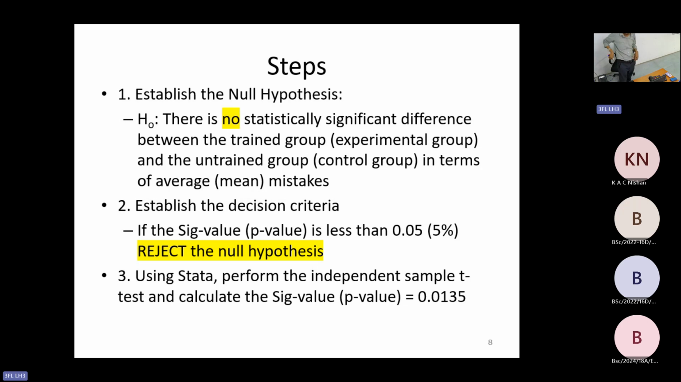Then comes an interesting point again. Step number 3 is the interesting point. Using the data, calculate the test statistic and the probability value, and then check the hypothesis. Based on that you can reject or not reject the hypothesis. You never say accept the hypothesis. You will reject or not reject the hypothesis.